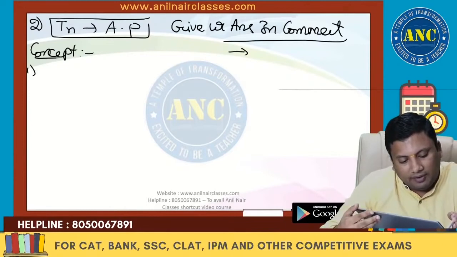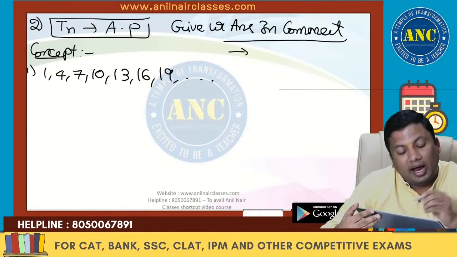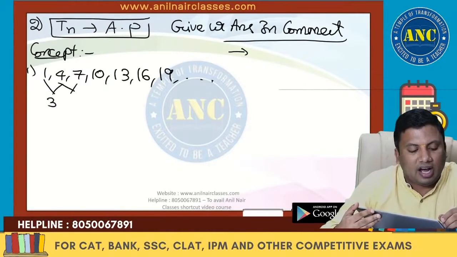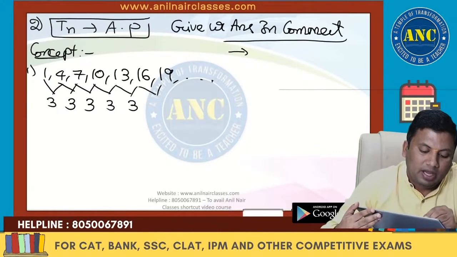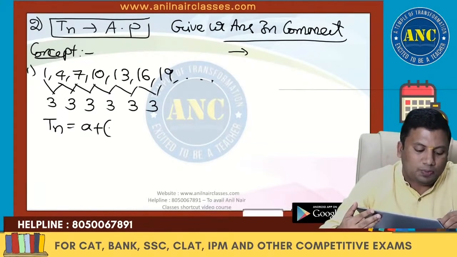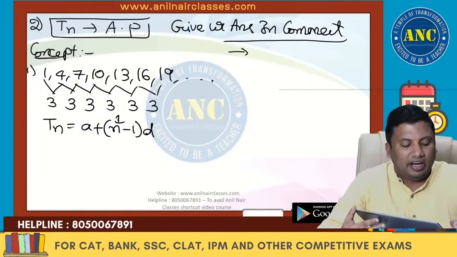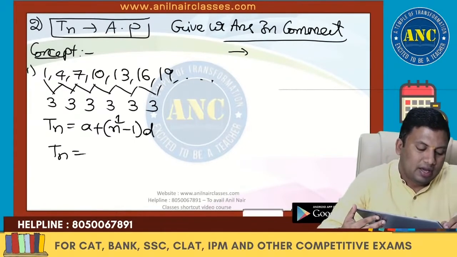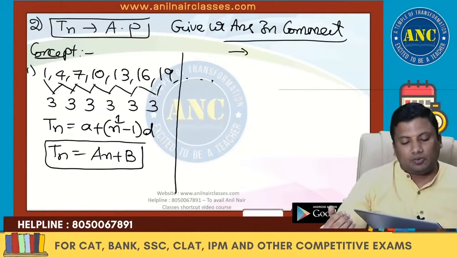Now see here, beta. 1, 4, 7, 10, 13, 16 and so on. The difference is constant in one step. If the difference is constant in one step, this is nothing but an expression with degree 1 for n. If you go to higher books, it is written as Tn is an plus b. It is not even written as a plus n minus 1 into d.